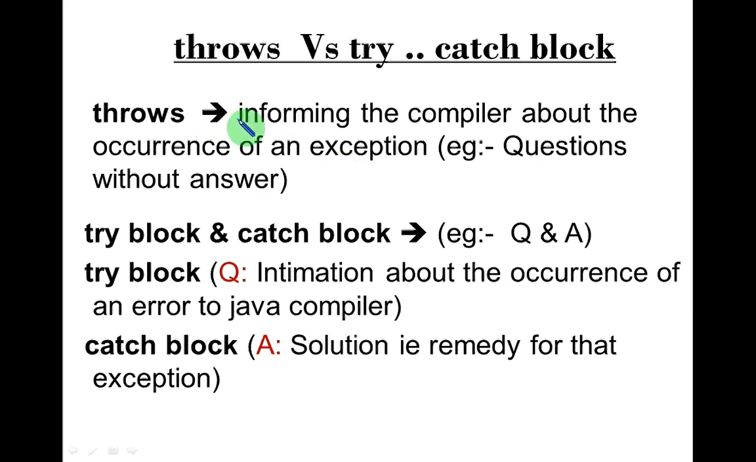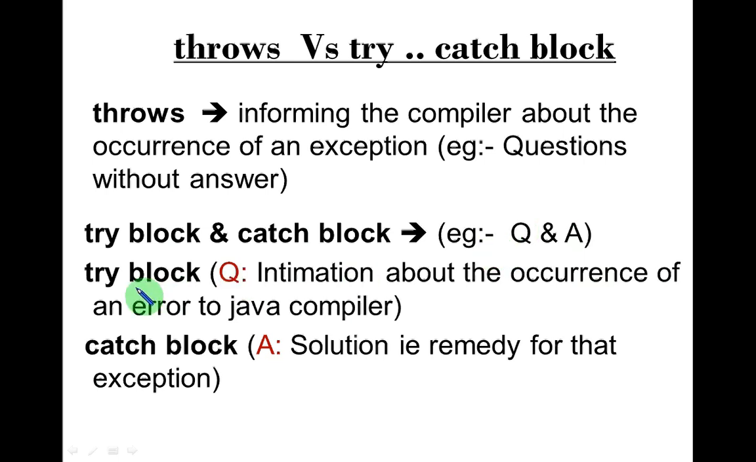So I am just informing the compiler, try to execute these codes. After the execution, there may be a chance of getting an error. So I am informing the compiler beforehand about the occurrence of the exception. So that is throws. So what about try and catch block? This is similar to questions with answers. I am telling students, prepare these questions, and for these questions, this is the exact answer. So I am giving the solutions also.